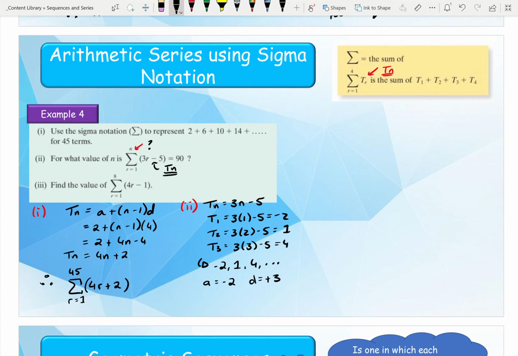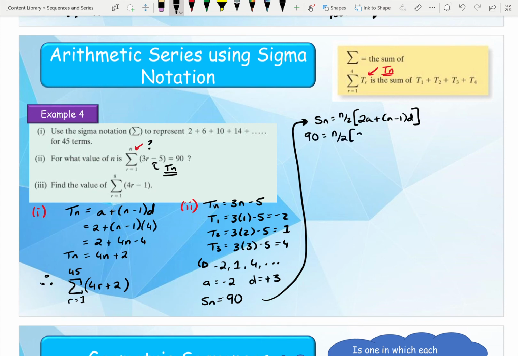But I do know that the sum, Sn, would be equal to 90, because that's given to me here in the question. So this is now where I'm going to take my information and use the Sn formula, which is equal to n over 2 by 2a plus n minus 1 times d. So instead of Sn, I'm going to sub in 90, because that's what the sum is.